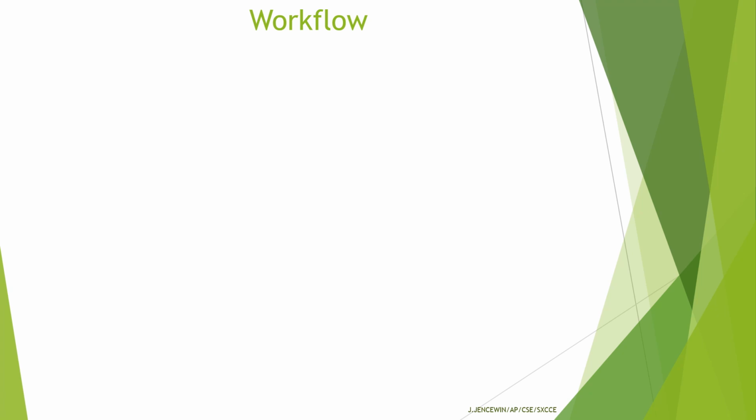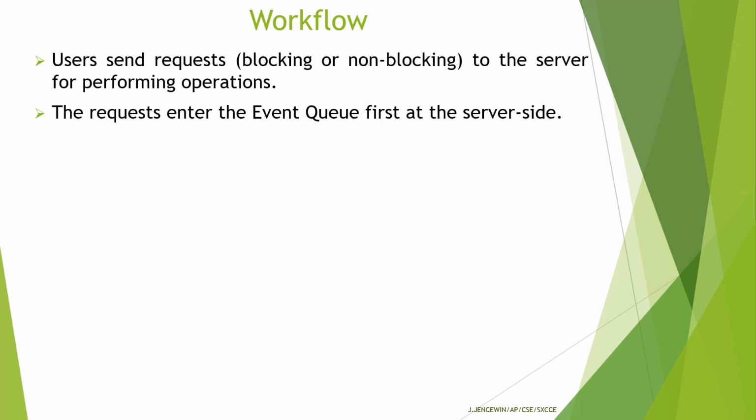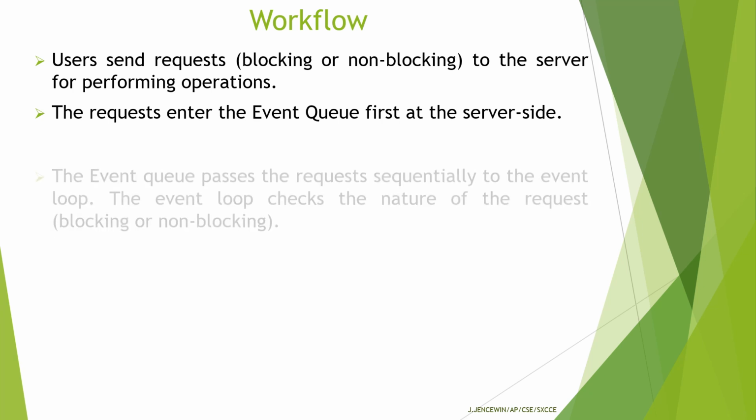Now we see the workflow. Users send a request to the server to perform some operation. The request may be a blocking request or a non-blocking request. Blocking request means that until a particular process completes, the remaining work is blocked. Here the blocking request is handled separately so that the event loop is not blocked. The request enters the event queue first on the server side.